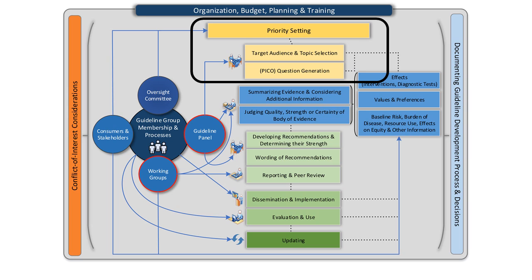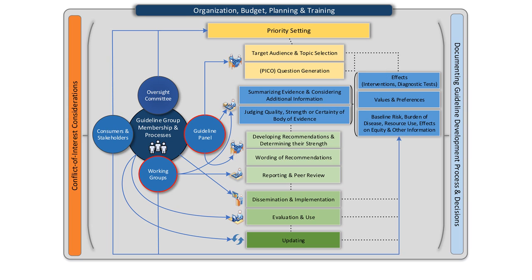You can see by the various arrows that many groups will be involved in the prioritization and topic selection. The next set of steps in blue cover the synthesis of the evidence and judgments of the quality of that evidence. Important to point out here are the boxes to the right, which highlight that the review of the evidence is not just about the benefits and harms of the interventions or diagnostic tests. Many pieces of evidence play a role in the guideline development process, such as information about the values and preferences of patients, resource use, and effects on equity and other issues.